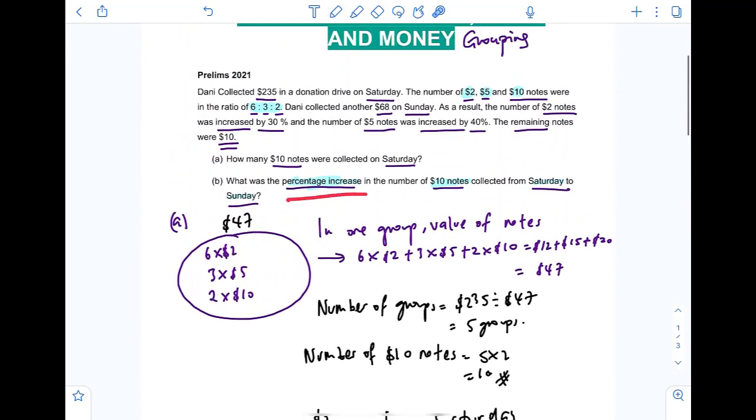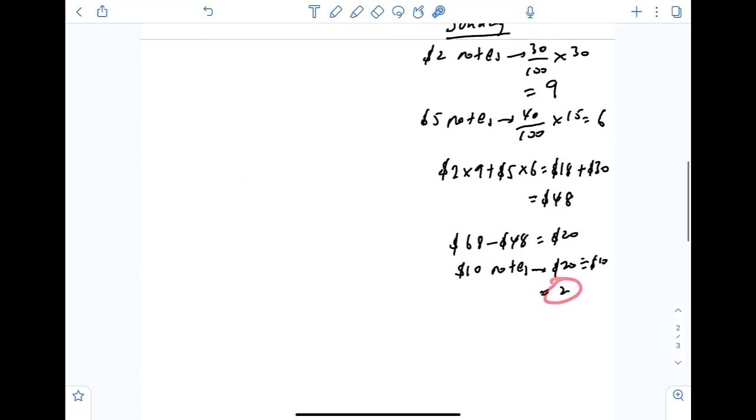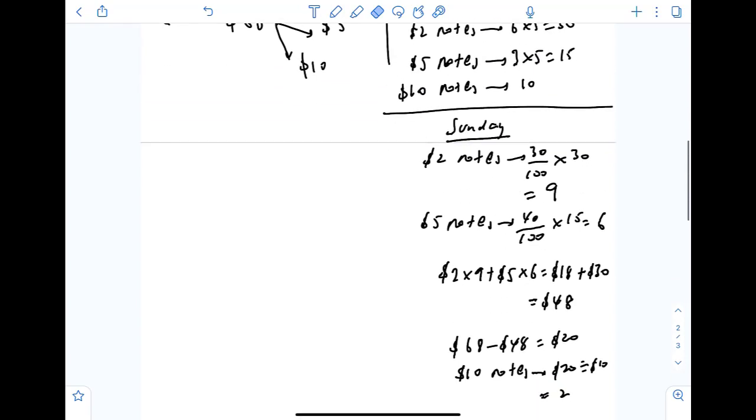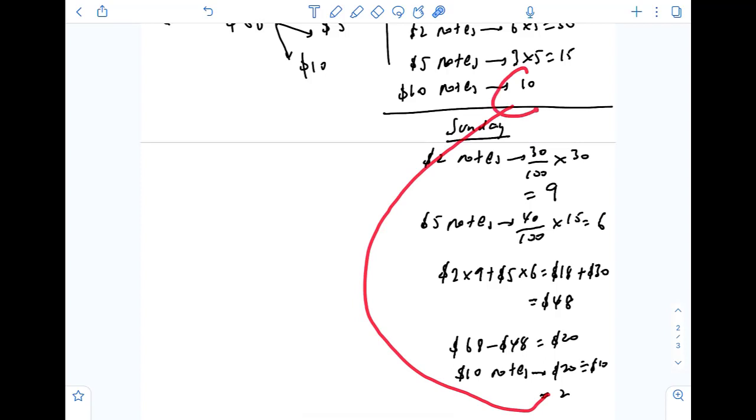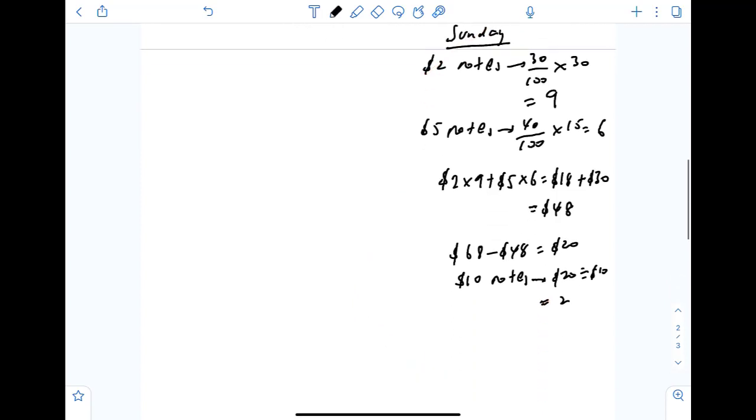So what is the percentage increase? You collected an additional 2. The increase is 2 divided by the original $10 notes, which is actually just 10. So it's 2 over 10 times 100%. Answer: 20%.